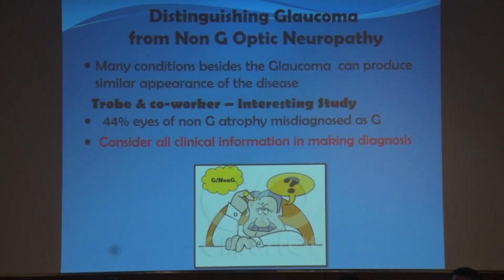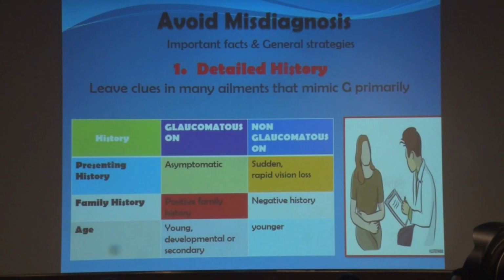Consider all the clinical information in making the diagnosis, distinguishing glaucoma from non-glaucomatous optic neuropathy. Avoid misdiagnosis. A detailed history gives a clue in many ailments that mimic glaucomatous optic neuropathy. A positive family history is present in glaucomatous optic neuropathy, while there is a history of sudden, rapid, painless loss of vision in non-glaucomatous optic neuropathy.